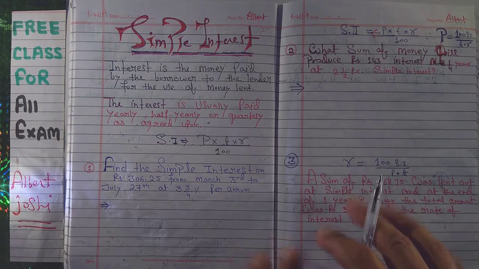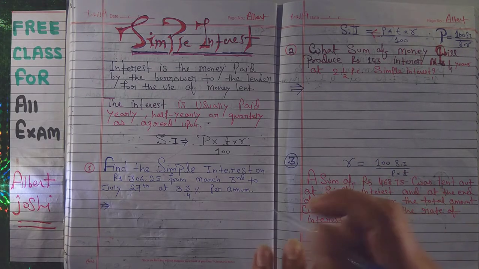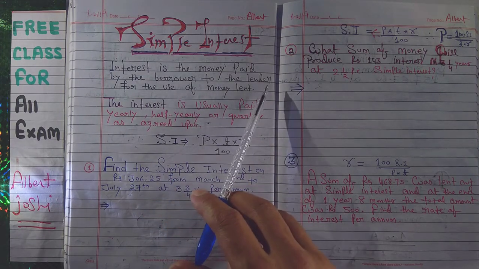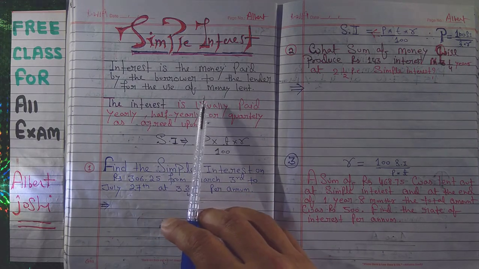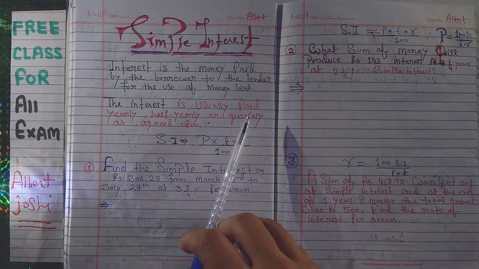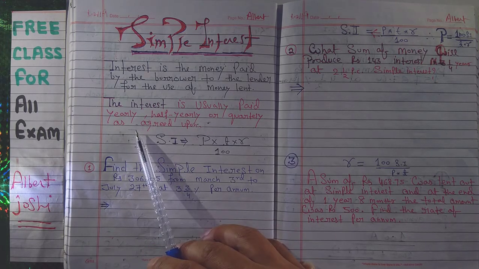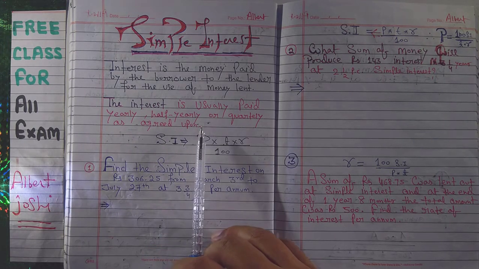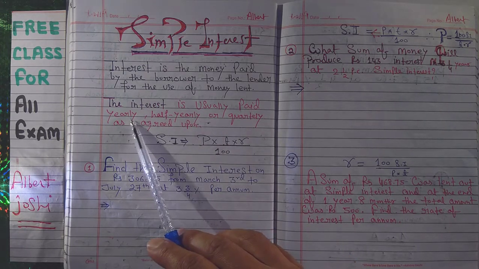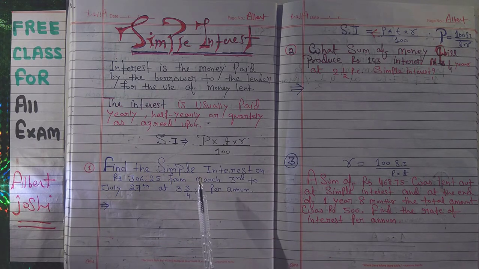Today we will discuss simple interest. Interest is the money paid by the borrower to the lender for the use of money lent. The interest is usually paid yearly, half yearly or quarterly as agreed upon. We will discuss after some time what is the meaning of paid yearly, half yearly and quarterly.